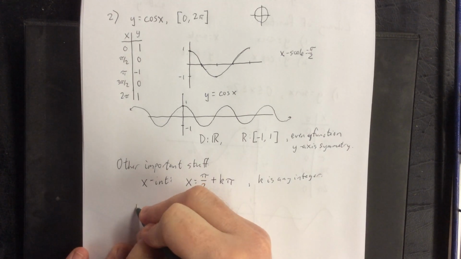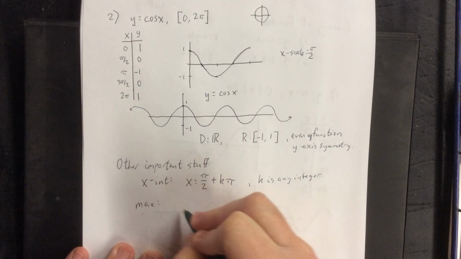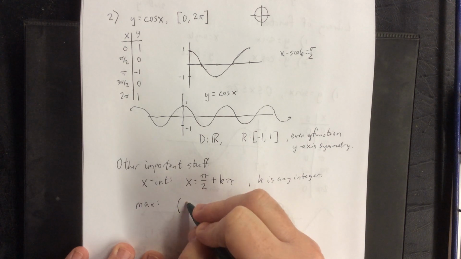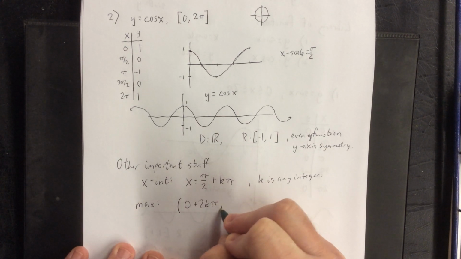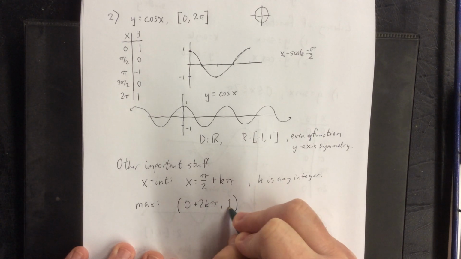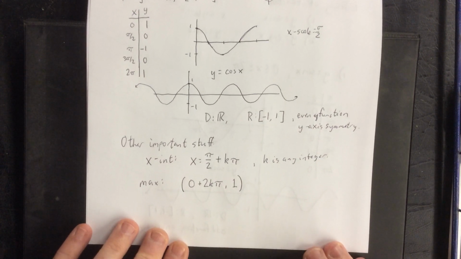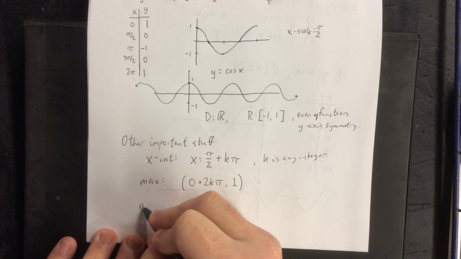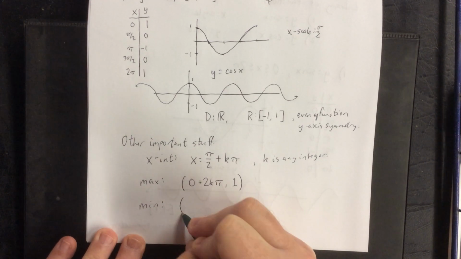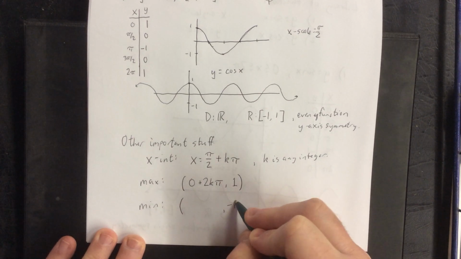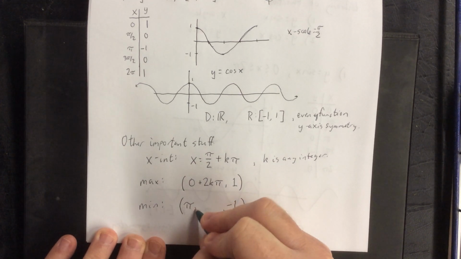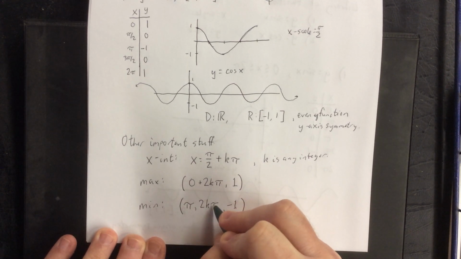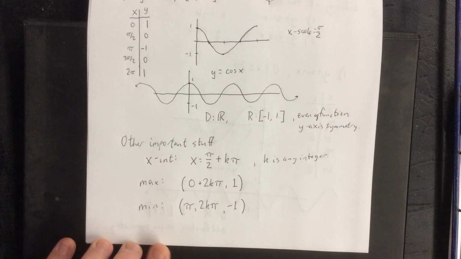As far as the maximum value is concerned, this occurs for the first time at 0 and will occur every 2 pi units after that. The maximum value attained is 1. The minimum value attained is -1, and this will occur for the first time at x equals pi and repeat every 2 pi units thereafter.